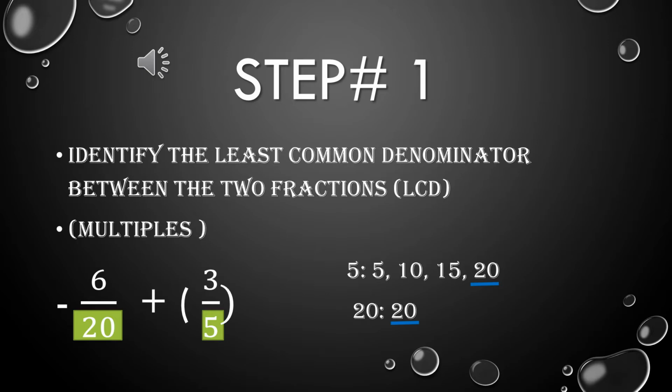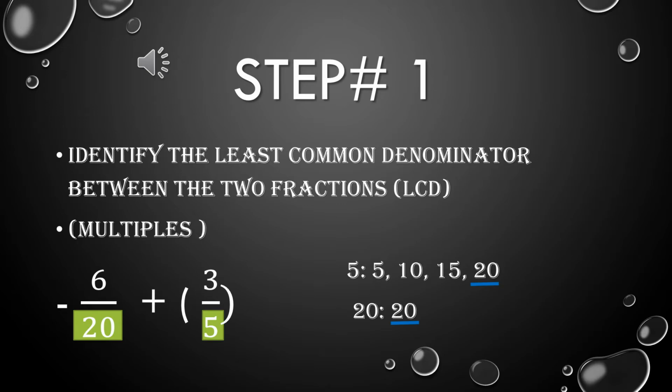The first thing that you have to do is identify the LCD between the two fractions. Okay, what does LCD mean and how do you find it? Well, the LCD is grabbing the denominators and trying to put them as the same number on the bottom, and you're gonna do it with your multiples.